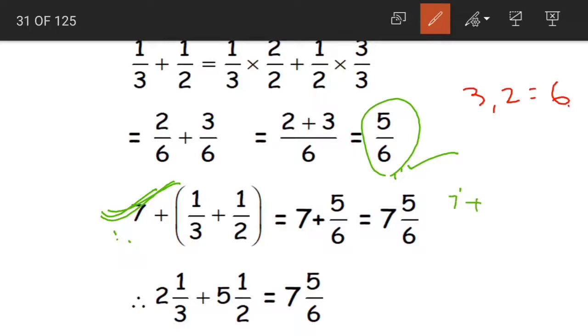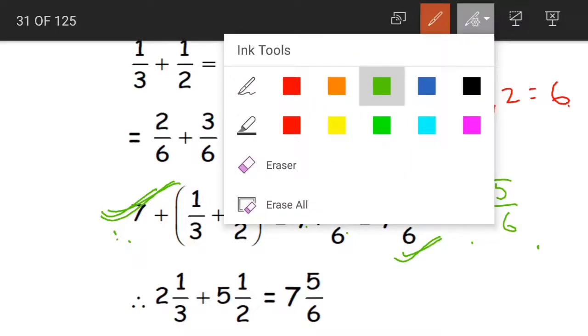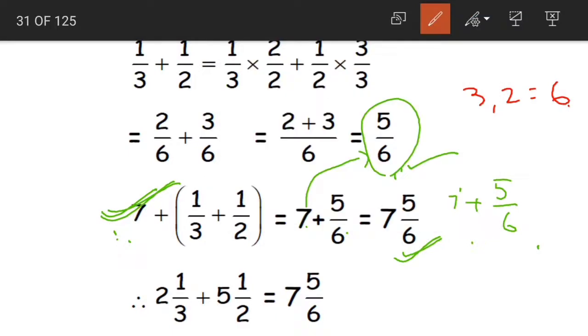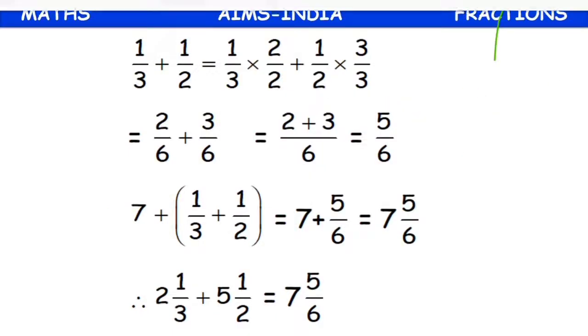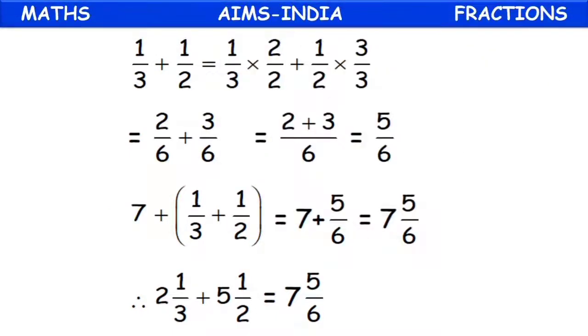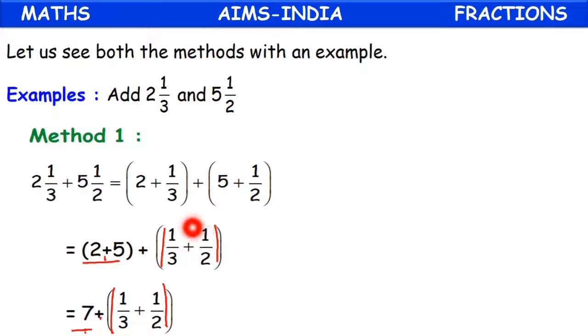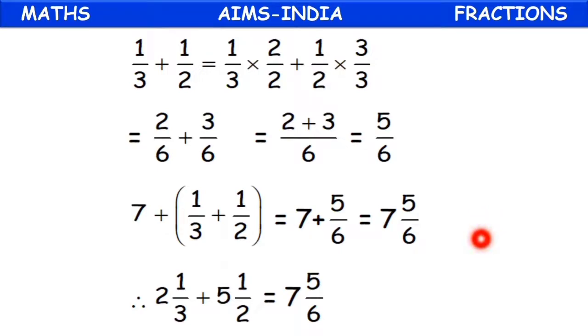Now 7 plus 5 by 6. 7 plus the proper fraction 5 by 6 is nothing but 7 5 by 6. Understood children? What is the first method? First we need to add the whole number parts and then add the fractional parts separately and then we combine them together.